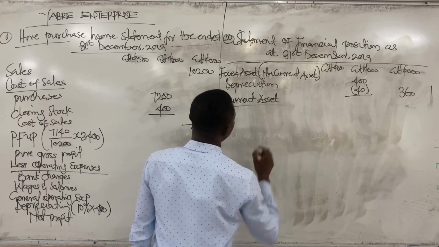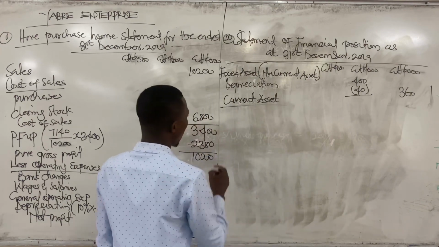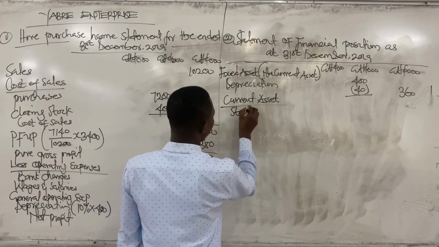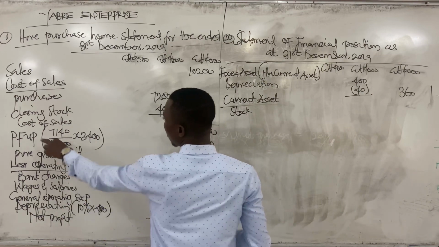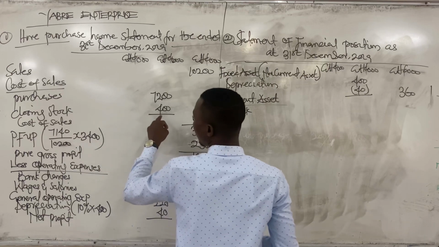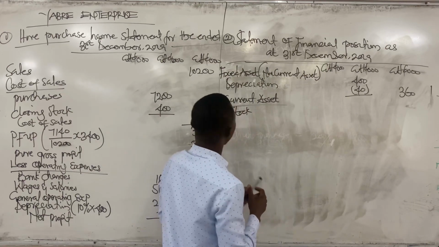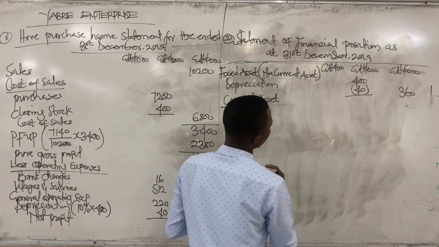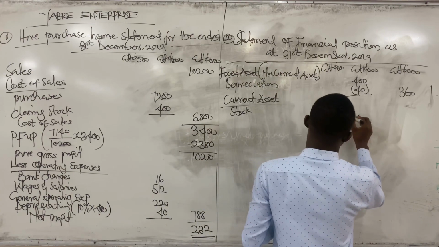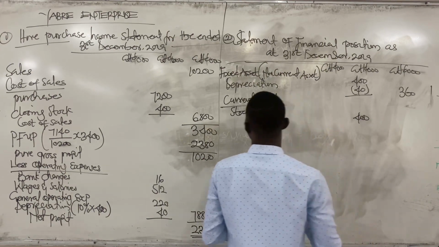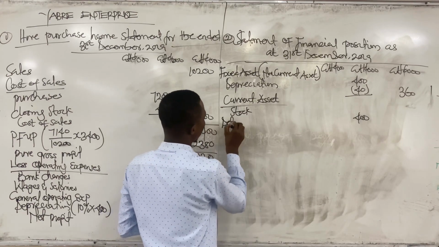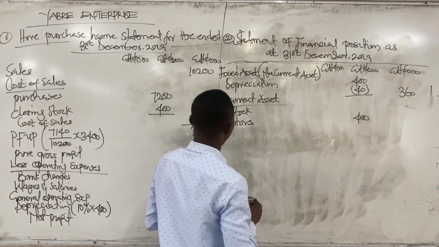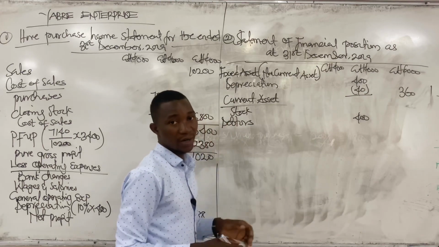With the current assets we have stock, and that is the closing stock. Okay, the closing inventory of an amount of 400. So we take it from here, the closing inventory of an amount of 400. Very good. Then we look at our debtors. Okay, and the debtors amount has been already calculated.